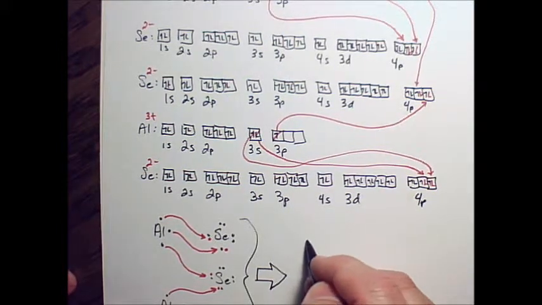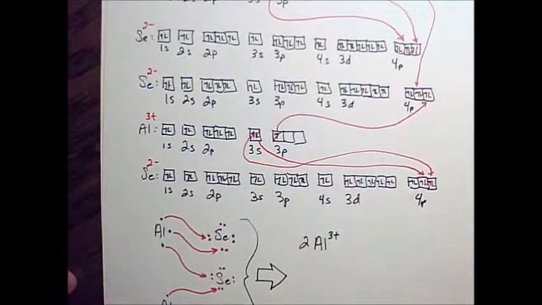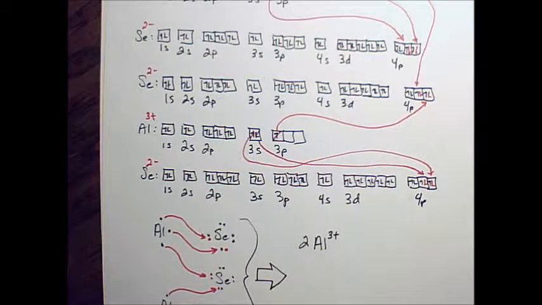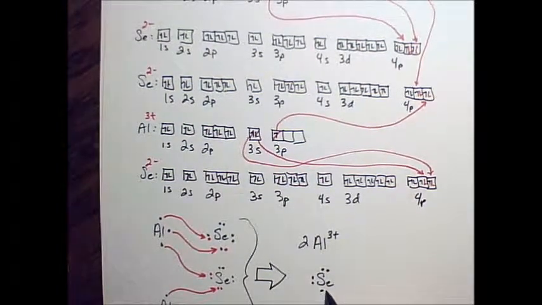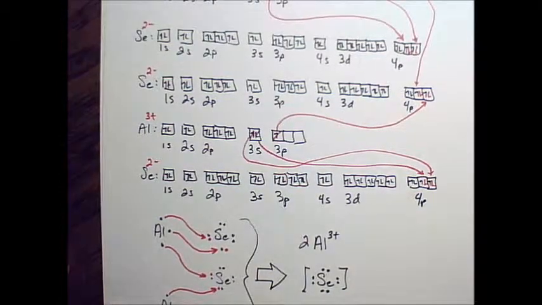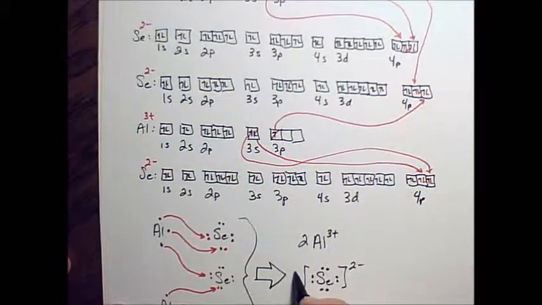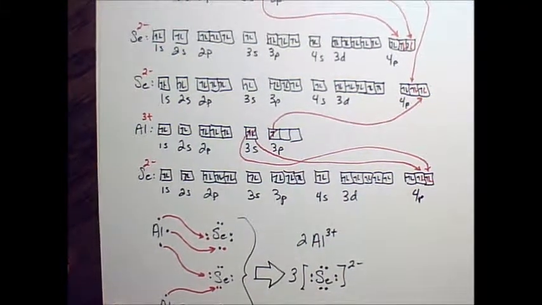All right, so we got 2 aluminums with 3+ charges. And then the seleniums now have 8 electrons. And we added how many electrons on the seleniums? So what kind of charge do we put on there? 2 negative. So we got 3 of them.